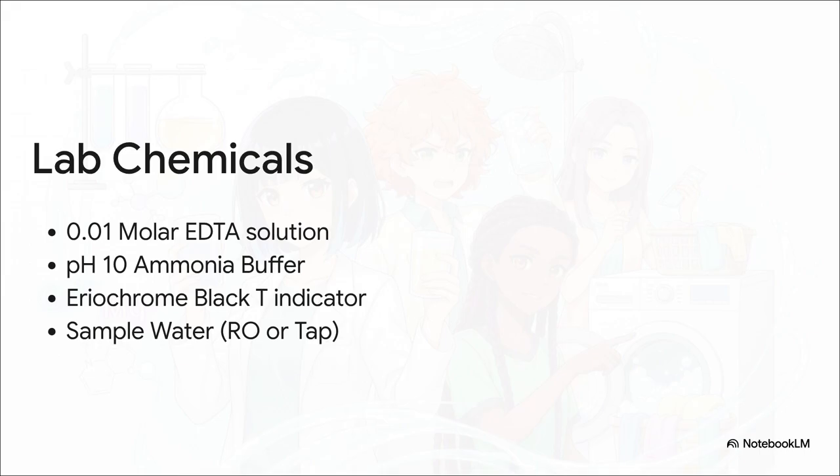Next, we need an ammonia buffer to keep the solution stable at a very precise pH of 10. Then a vital component, the Eriochrome Black T indicator. This indicator drives our visual color changes. It's kind of like the alarm bell that tells us exactly when the chemical reaction is complete. And finally, our sample water. For this test, we'll start with highly purified reverse osmosis water, followed by standard tap water.